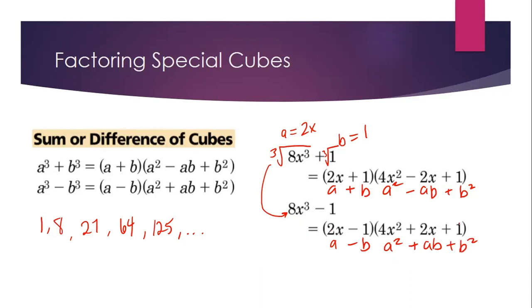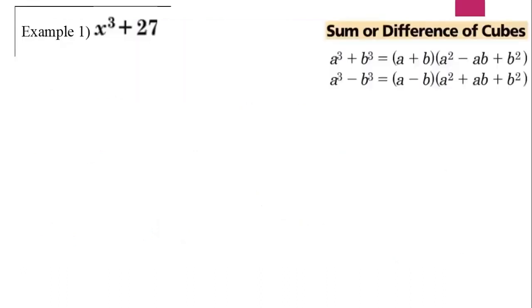Okay. All right. Let's do a problem from scratch. So here we have x cubed plus 27. X cubed plus 27 lets me know that I'm looking for the sum of 2 cubes, okay? So the first thing I want to make sure is you're always going to check for GCF. Is there a greatest common factor? And the answer is no. So I'm good to go.